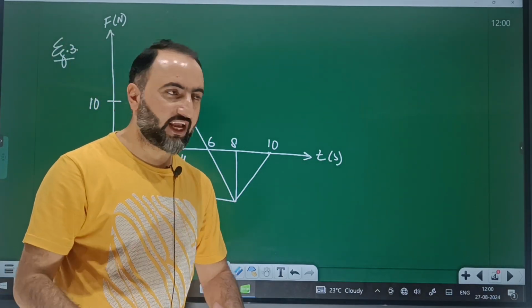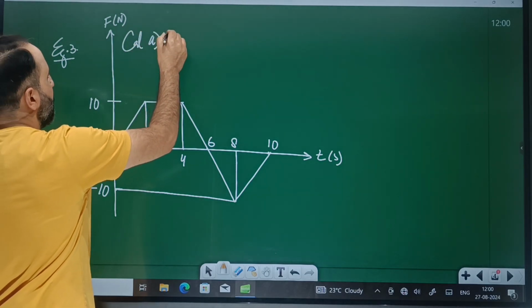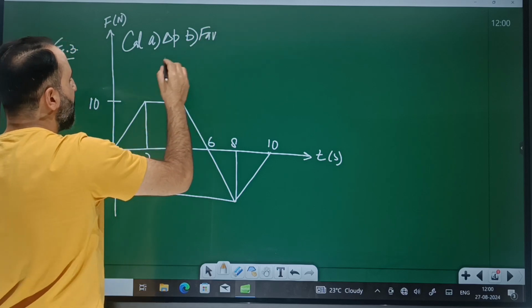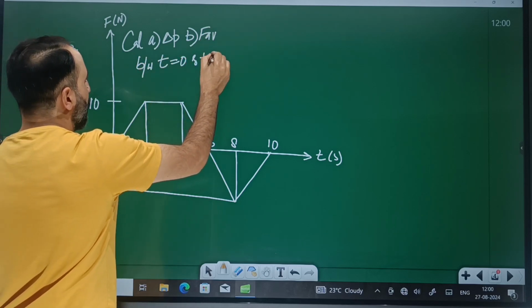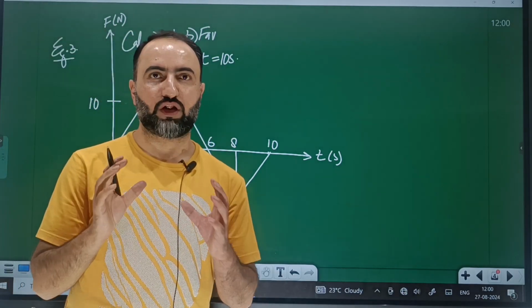Okay beta. So again, what's the question? The question is exactly the same. That is, calculate A part delta P or impulse and B part the average force. In what time interval? Between t equal to 0 and t equal to 10 seconds. Clear beta? Now you have a look. Now have a look at this.